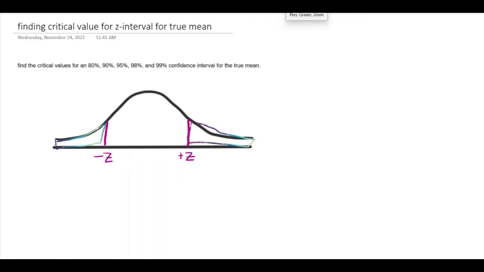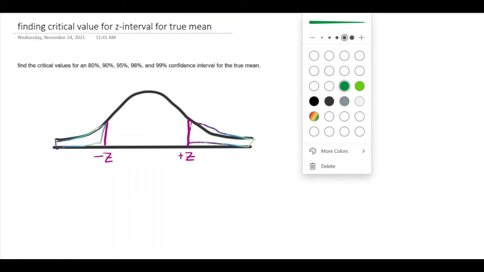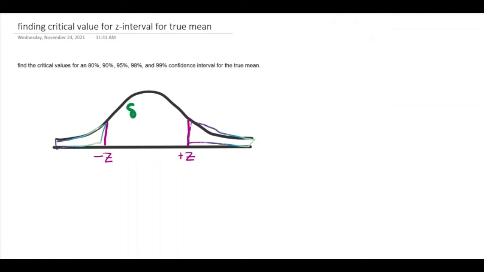Okay, here we go. So we know that our confidence interval is 80%, our level of confidence. This is our C value, and it's going right in here, and it's constrained by our two z-scores. So we know that the total area underneath the curve is 1, or 100%.